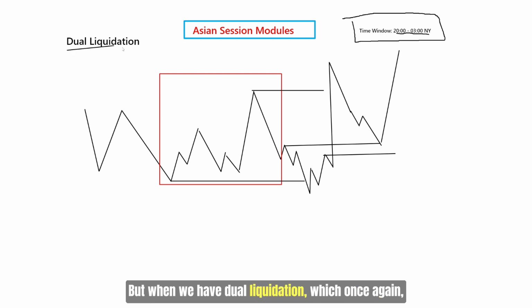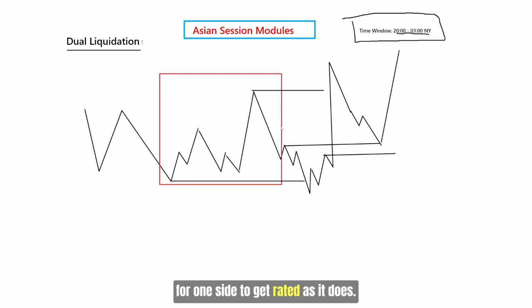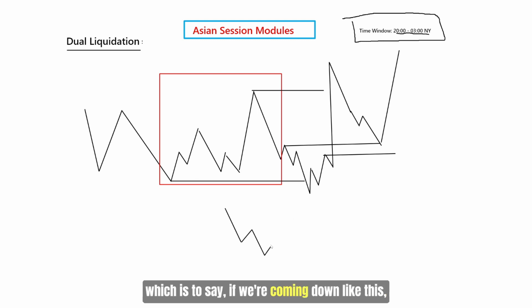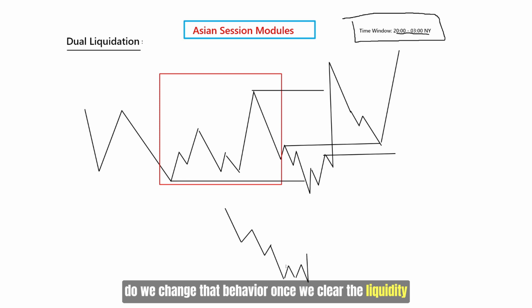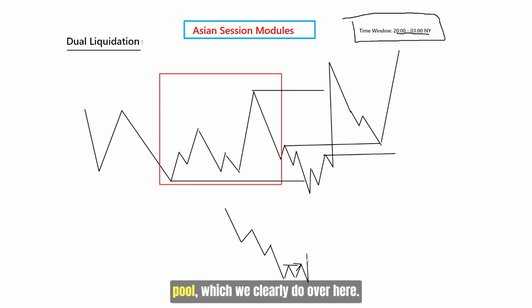But when we have dual liquidation, which once again, I repeat, is the most common one, you're looking for one side to get raided. As it does so, you're jumping into the 1 minute time frame and seeing, is there a change in the state of delivery? Which is to say, if we're coming down like this, do we change that behavior once we clear the liquidity pool, which we clearly do over here, once we shift the market structure. After that, you're going to wait for more candles until a fair value gap forms.